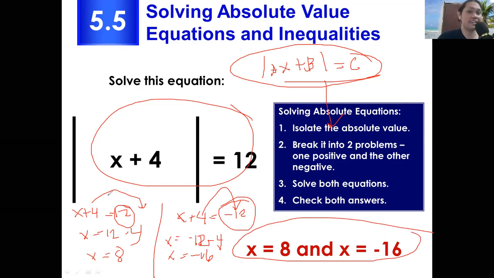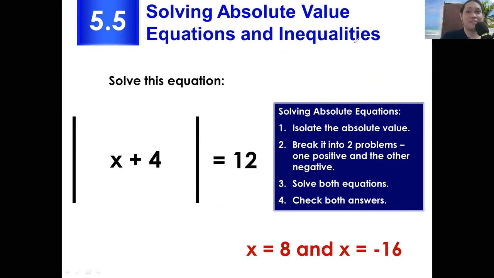Let's check. If x is 8, then 8 plus 4 is 12, which is equal to 12. Check. If our x is negative 16, negative 16 plus 4 gives you negative 12. The absolute value of negative 12 is 12. So our answer is correct. That's how you check it. I hope you'll be able to remember this one. Very easy, right? Just follow the process and everything will be easy.